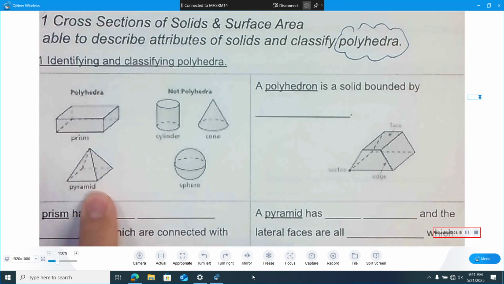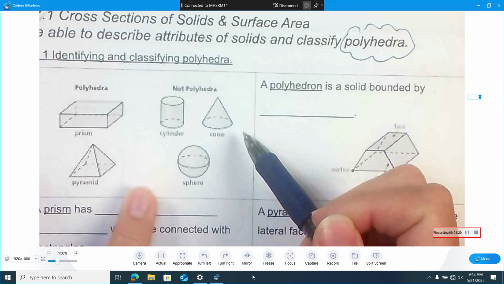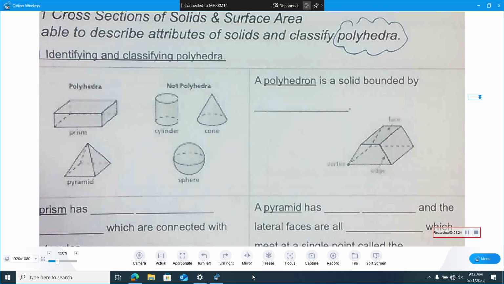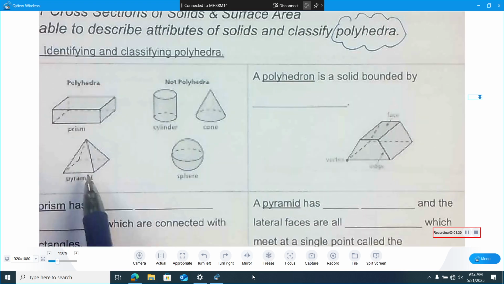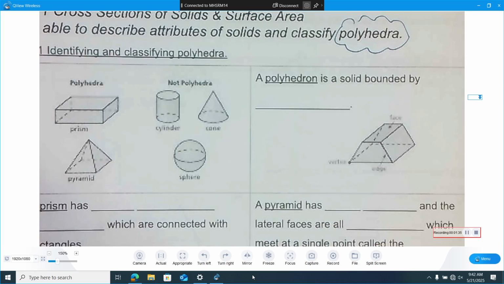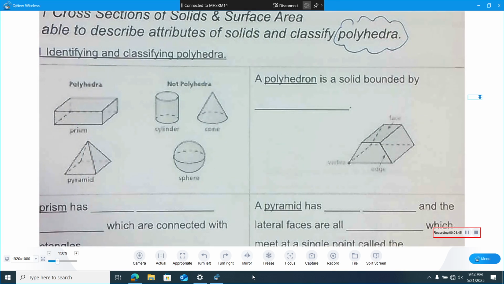Here we have a couple examples of polyhedra, and these three things are not polyhedra. What do you think is the difference between polyhedra and not polyhedra? 3D and not rounded. Yeah, exactly. So polyhedra all have flat sides. Everything is flat, okay? And it's sort of combined into this three-dimensional shape.